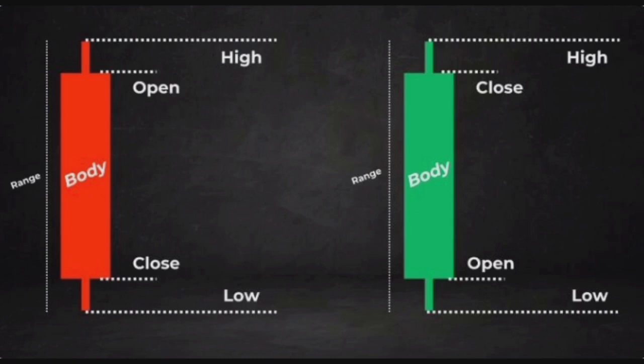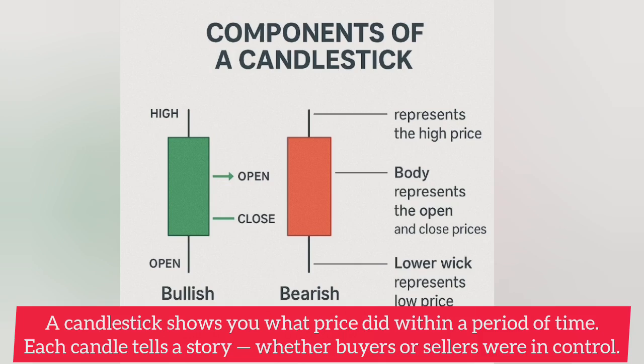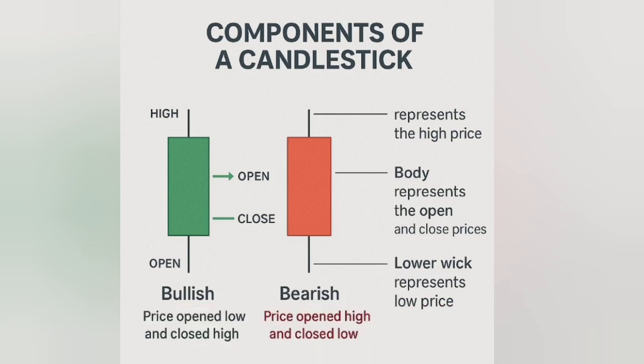Okay, so you have a red candle and then you have a green candle. The red candle most times depicts bearish, and then the green candle depicts bullish. So a candlestick shows you what price did within a period of time. Each candle tells a story, whether buyers or sellers were in control. So like I said, the candle is made up of the body and the wicks. So when price opened low and closed high, it represents a bullish candle. Then when price opened high and closed low, it represents a bearish candle.